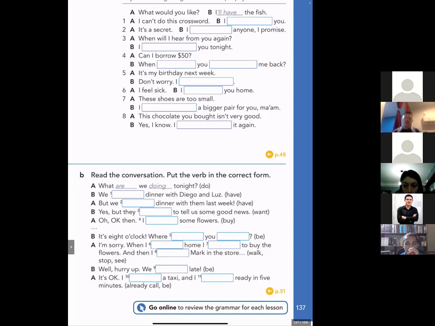You can also use "be going to" in that one. They are going to tell us some good news. Okay, then I'll buy. I'll buy. Exactly. I will buy some flowers.